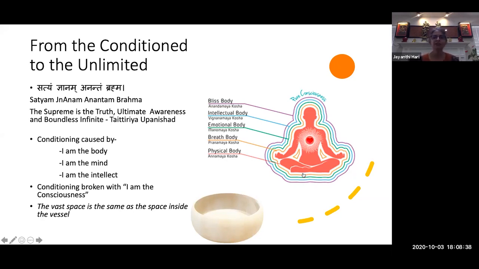I'm just giving an analogy here. The vast space is the same as the space inside the vessel. The walls of the vessel actually act as delimiters or conditioning. The vast space that you see outside is the same as the space inside. The space inside is no different. Similarly, the consciousness within is no different from the consciousness that pervades everything. That is the idea.